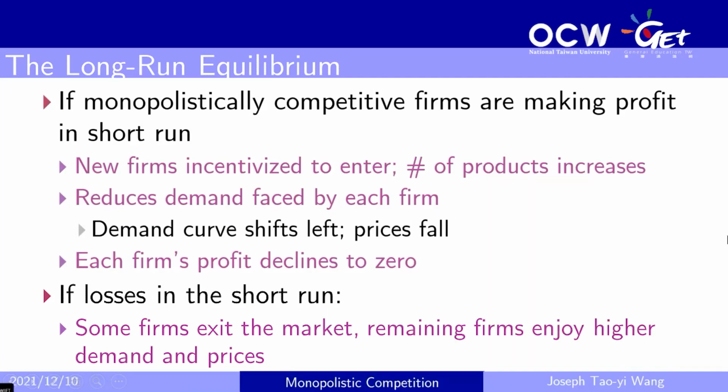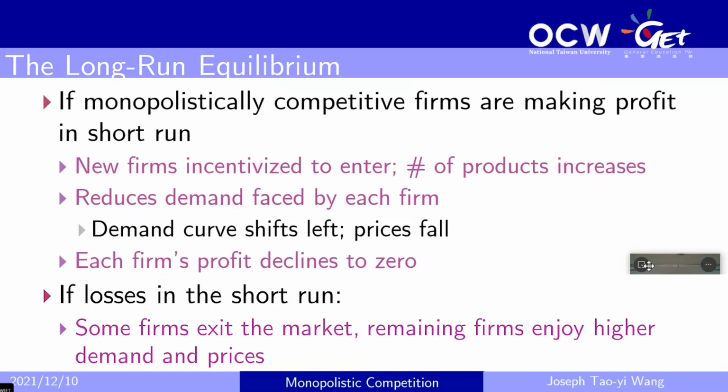If the firms are making a loss, then of course existing firms in the long run will decide to exit. But that means the remaining firms will be able to enjoy higher demand and prices. When firms are leaving the market, the original consumers would have to look for other alternatives. And so the remaining firms will see their demand curve shift to the right, and they will enjoy higher demand, higher prices, and so fewer losses.